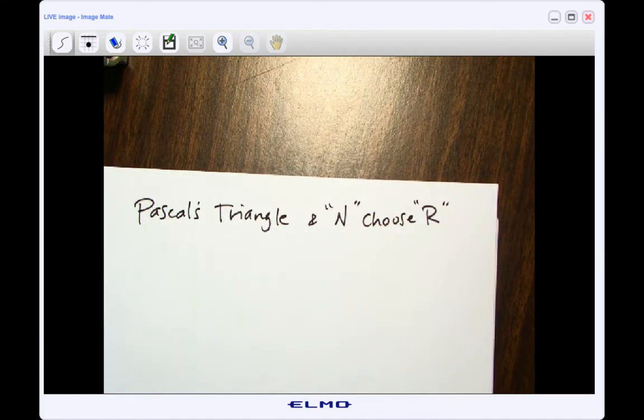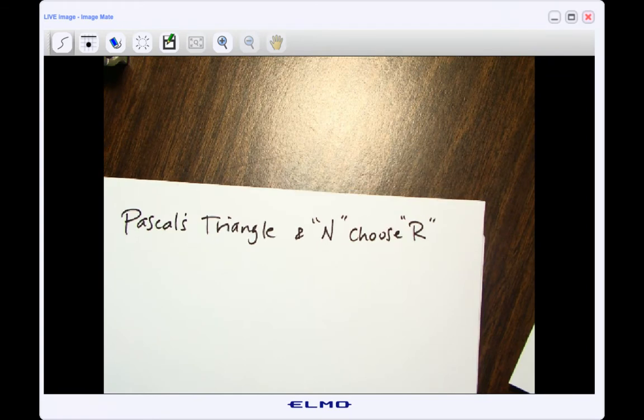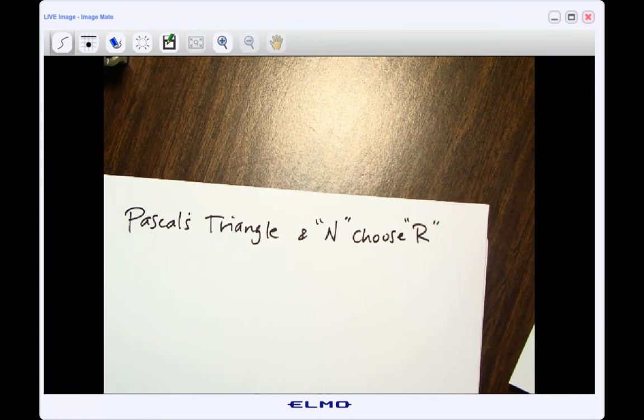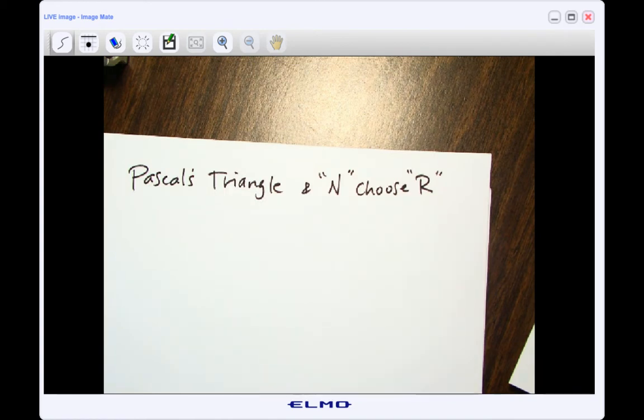Okay, so we're going to talk about Pascal's triangle and this idea of n choose r, which comes from probability. We're not going to do a lot with the probability, but I'm just going to show you what n choose r means so that you can use it for our binomial expansion. So the whole point of doing these two little things is to get you ready for our binomial theorem, our binomial expansion.